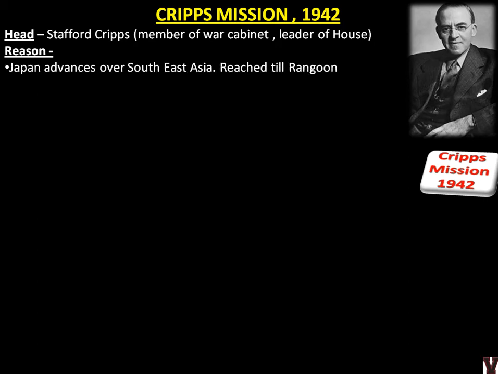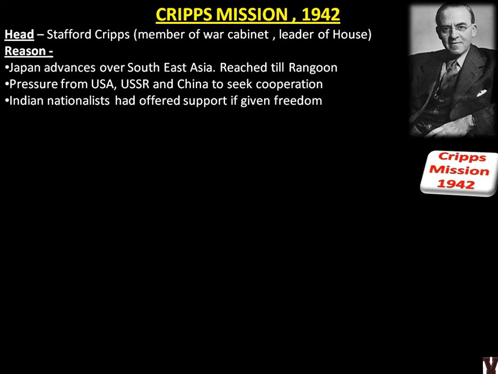The reason: Japan was advancing over Southeast Asia and had reached till Rangoon. Where is Rangoon? Rangoon is in Myanmar, that is Burma of that time. From there they could easily enter Mizoram, Manipur or Assam and then cross India. There was also pressure from the USA, USSR and China to seek cooperation. The other allies of Britain were pressurizing Britain, saying you cannot force a colony under you to give support in the war. This pressure also made the British send someone senior. Indian nationalists had offered support if given freedom. Indians were actually ready, because they had said last time also, give us freedom and permission to create a constituent assembly and we will support you. So keeping all this in mind, the Cripps Mission was sent.